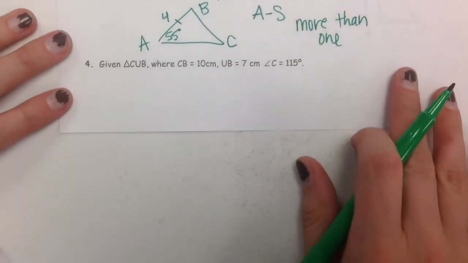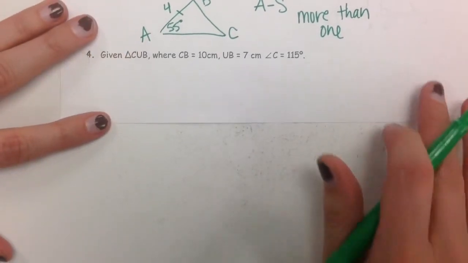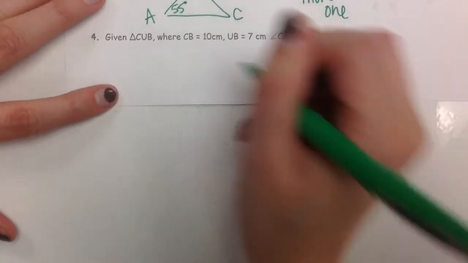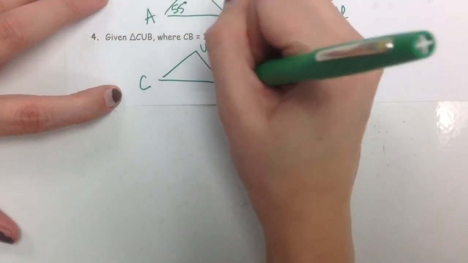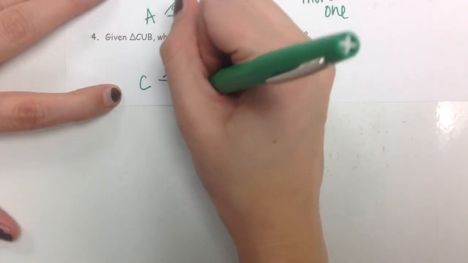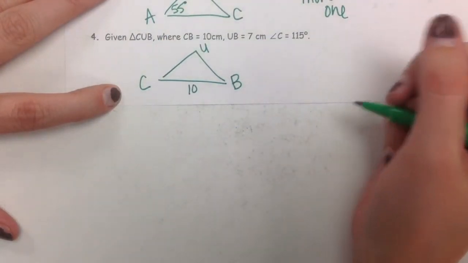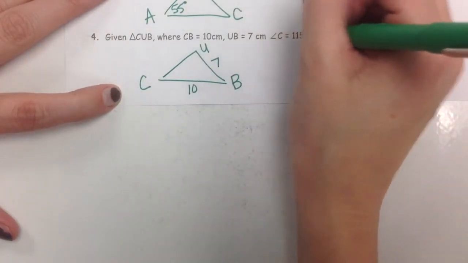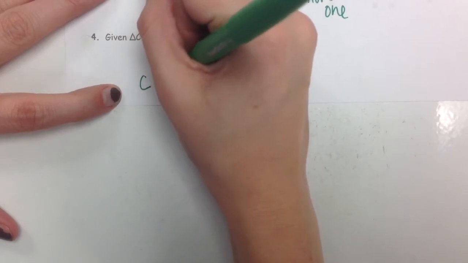And then the last one here, given triangle CUB, where CB is 10 centimeters, UB is 7 centimeters, and angle C is 115 degrees. Again, just going to sketch it out. CUB. CB, this line segment right here is 10 centimeters. So we're given a side. UB right here is 7, and we're given angle C, which is 115 degrees.